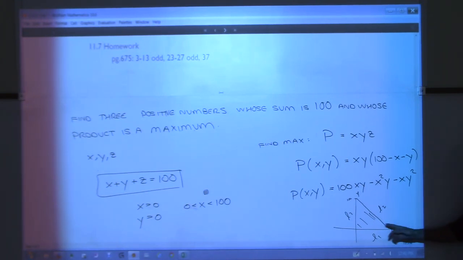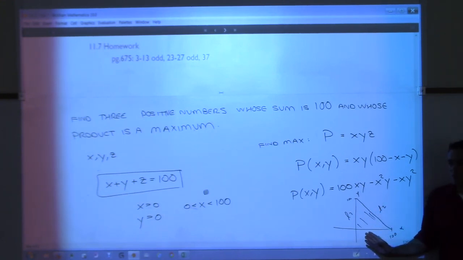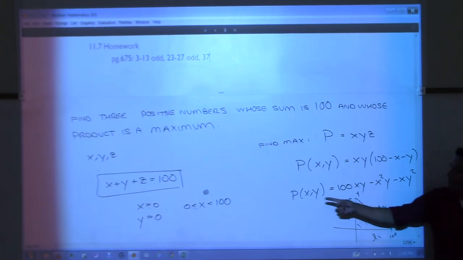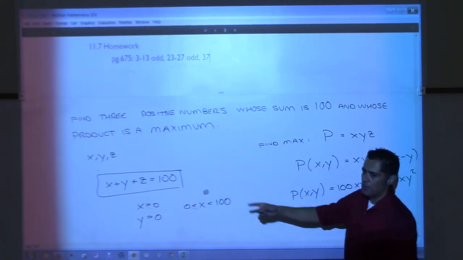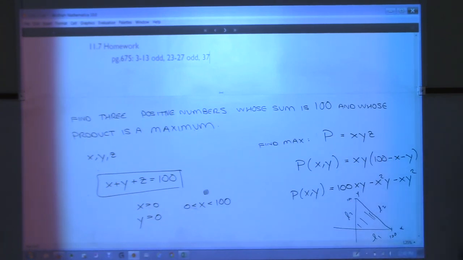Now, to draw this picture, we would be assuming that what? z is 0. But can we assume that? I mean, if z is 0, z can't be 0, can it? No. So is this a closed bounded region? No? Okay. I think we have a lot to talk about next class. I think we do.